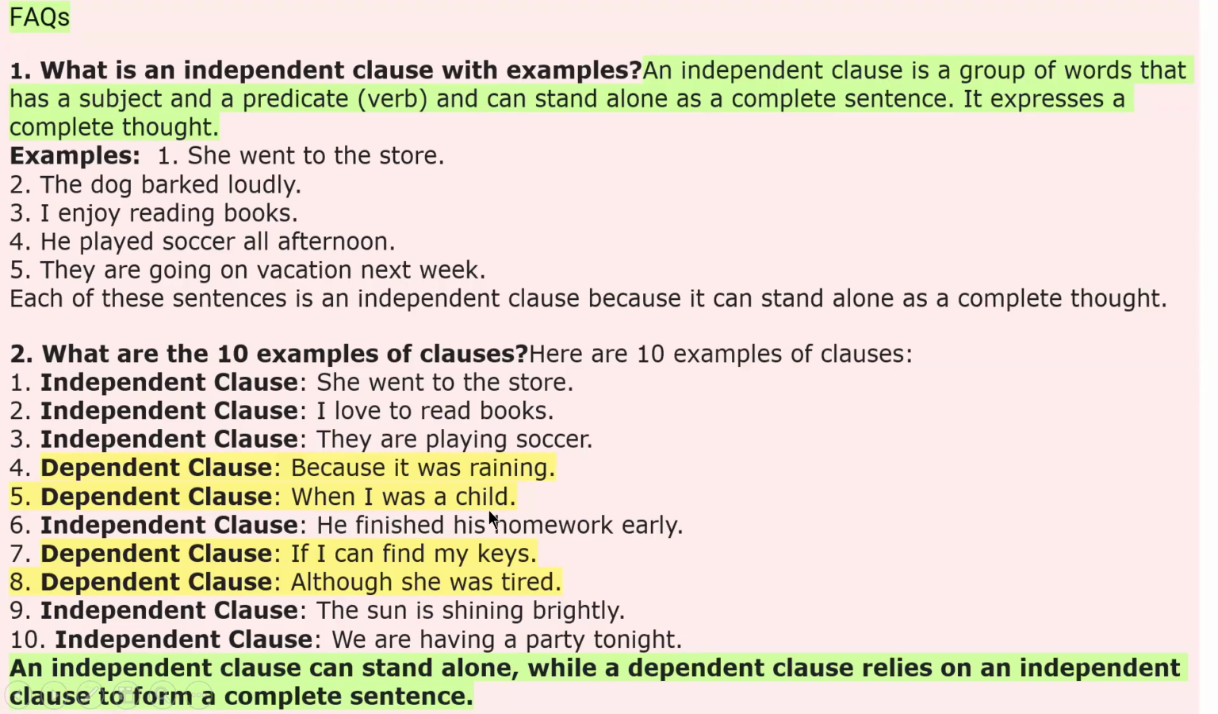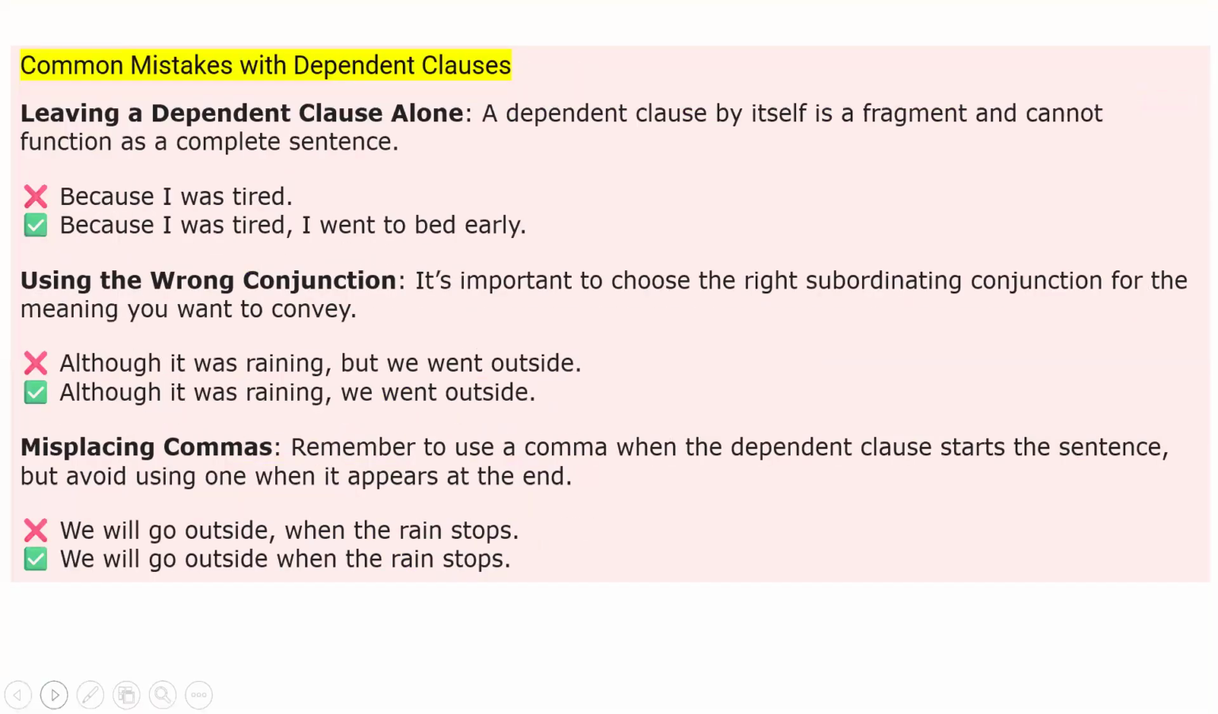When I was a child, dependent clause. If I can find my keys, although she was tired. These dependent clauses have a subject and verb, but they do not give complete meaning. Dependent clauses always require at least one independent clause. An independent clause can stand alone and give complete meaning, while a dependent clause totally depends on an independent clause to form a complete sentence or to give complete meaning.